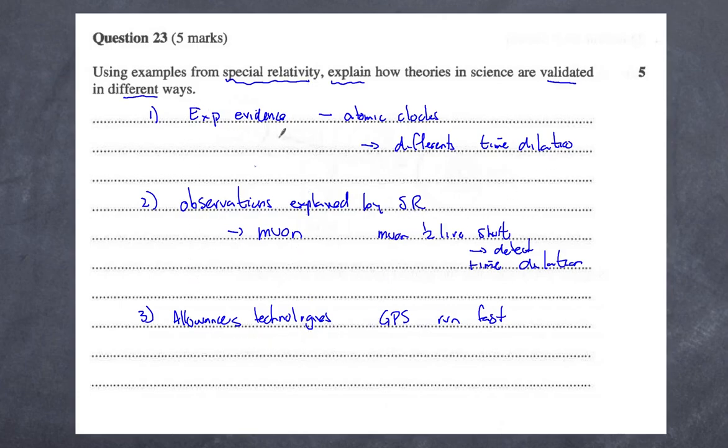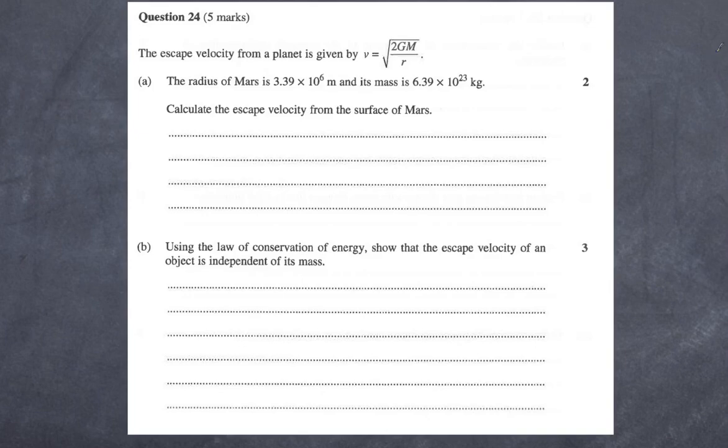So there are three examples. As long as you've got a few examples, and we have definitely an explanation here, then you should be able to get the 5 marks. You don't necessarily have to do all three, but you just need to show you've got different ways that we can validate science. The next question is a relatively easy question.